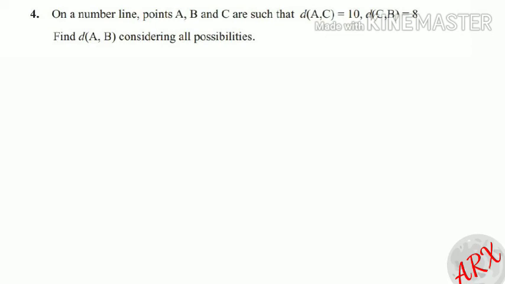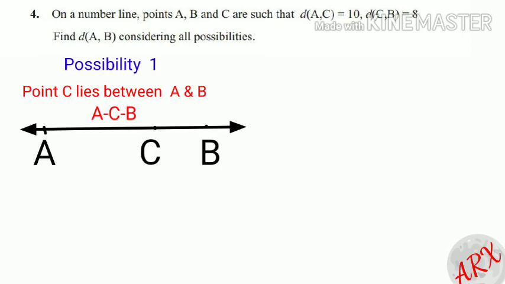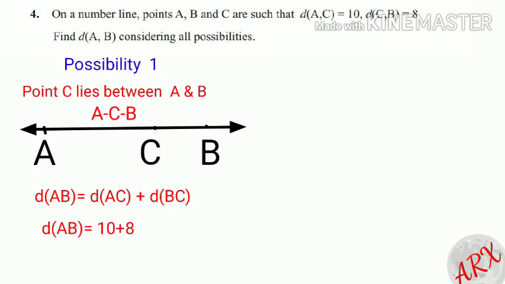Question number 4. On a number line, points A, B and C are such that distance AC equal to 10, distance CB equal to 8. Find distance AB considering all possibilities. Now, we will take the first possibility. Point C lies between A and B, that is A-C-B. Hence, by the property of betweenness, distance AB equal to distance AC plus distance CB. Hence, distance AB equal to 10 plus 8 equal to 18.